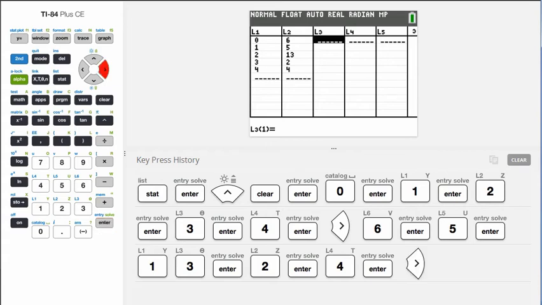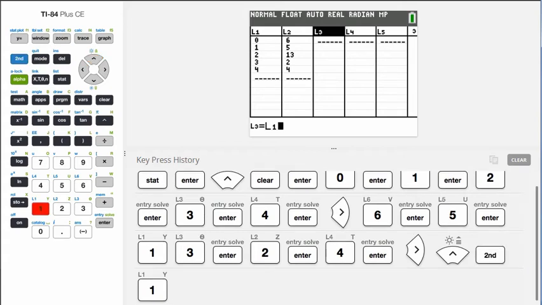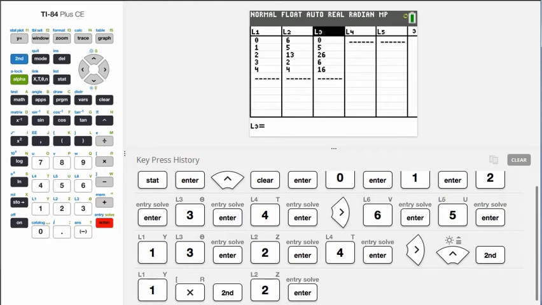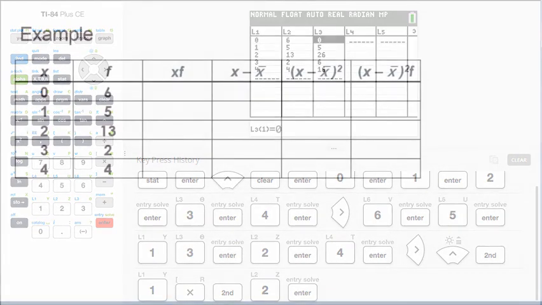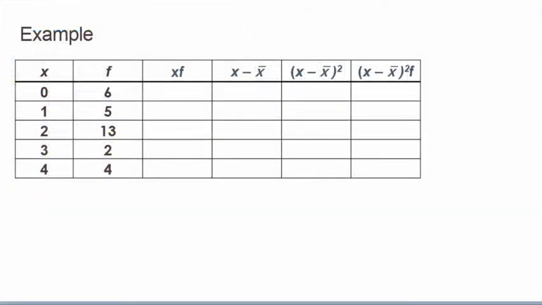Then I'm going to go over to L3, arrow up, because I want to multiply x times its frequency. So L1, which is second 1, times L2, which is second 2. Enter. So now I want to add that to my table. I'm ready to find my mean.